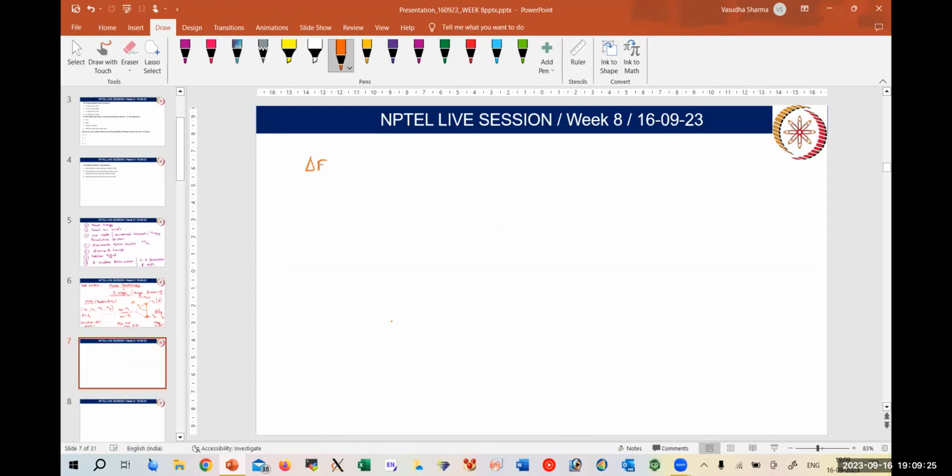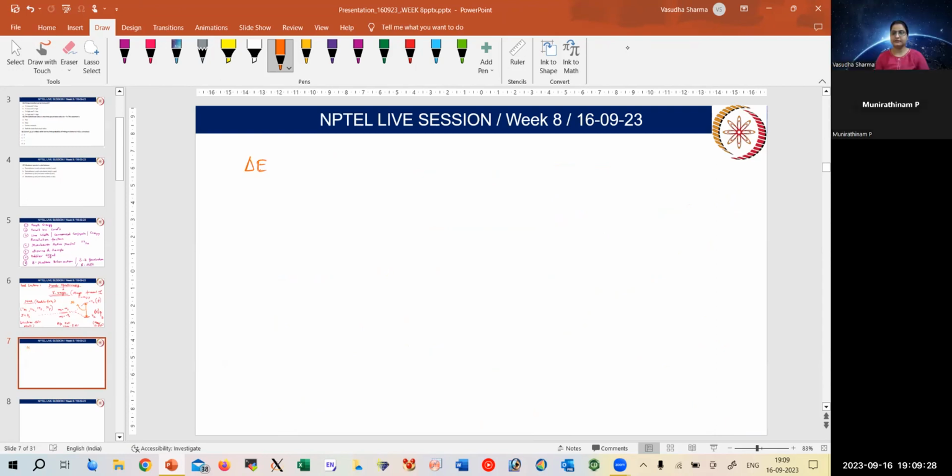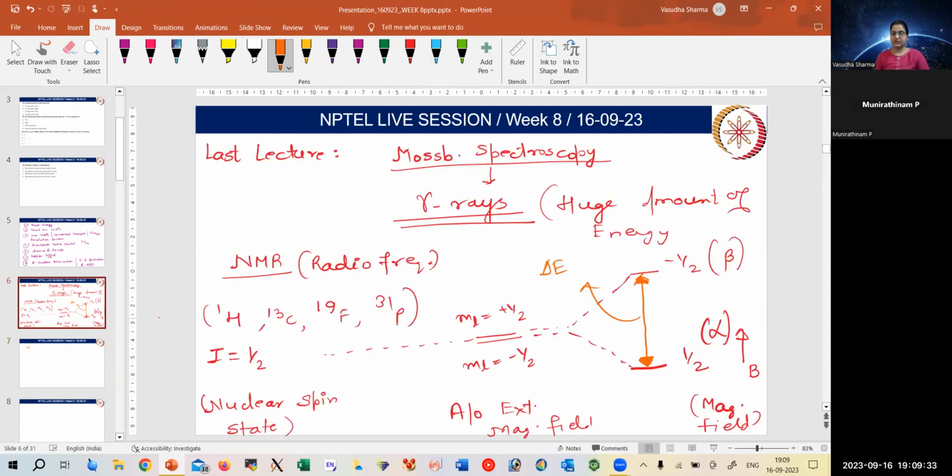And this delta E. I was explaining that in the absence of a field, both the ML values were in a degenerate state, having the same energy. There was no splitting at all, because both the spins can stay in one particular direction. But when we apply a magnetic field, because of their different alignment with that field, they will either align with it or oppose it. We got the alpha state and the beta state, and there is a delta E now.